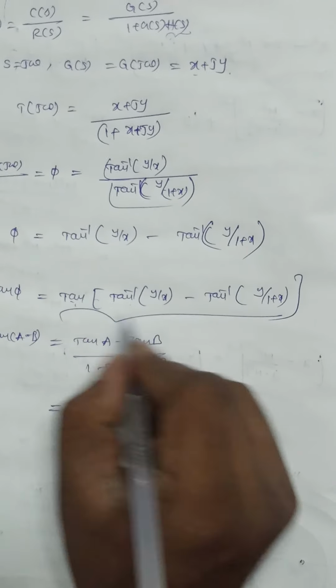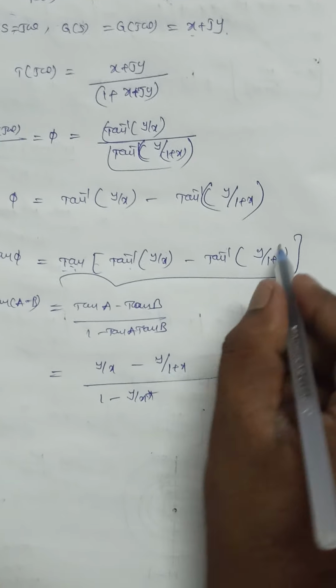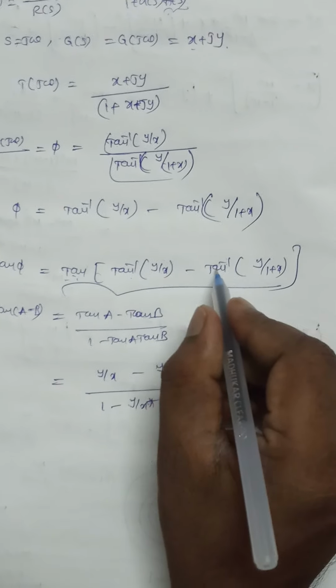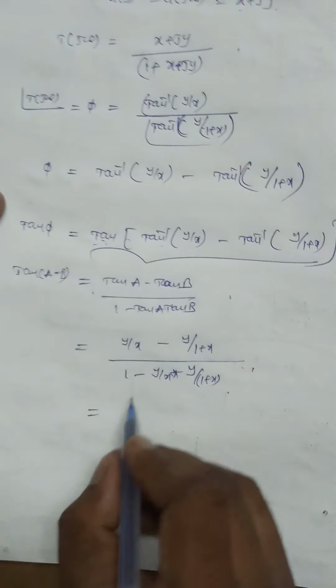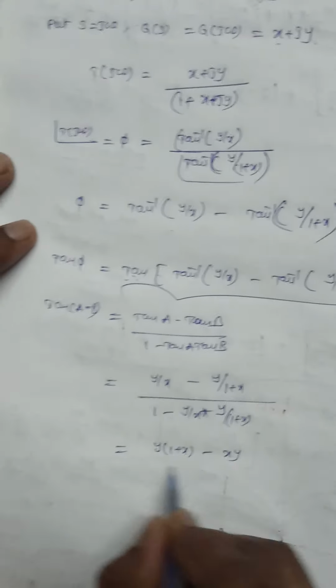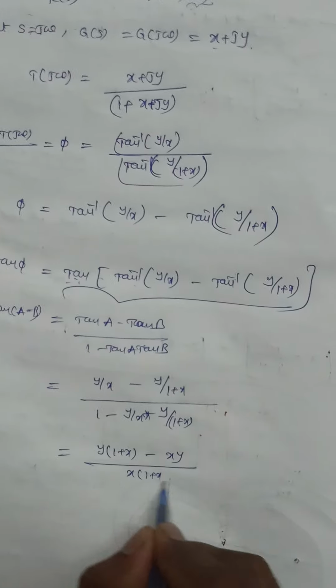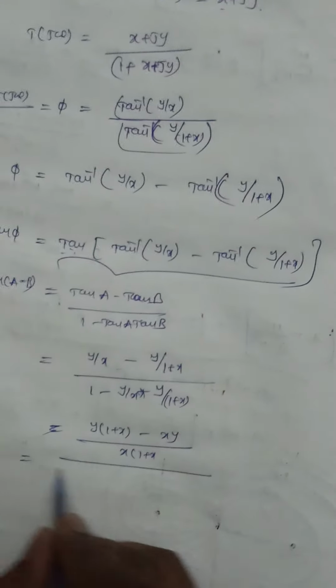Tan a is nothing but tan of this one. So that is y by x into tan b is nothing but tan inverse of this one. Tan inverse of tan will get cancelled here. That is y divided by 1 plus x here. So this is equal to y into 1 plus x minus x into y divided by x into 1 plus x. If I take x into 1 plus x as the LCM here.